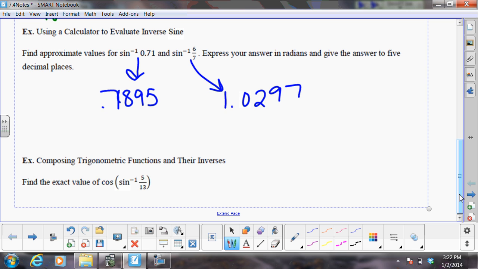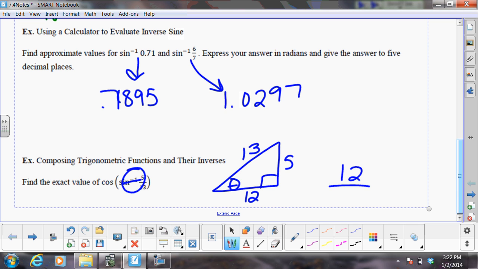Find the exact value of cosine of arcsine of 5/13. So I'm going to draw a right triangle. Say that is theta. If it's sine, opposite and hypotenuse, the missing side, the Pythagorean theorem will tell us it's 12. So if I'm looking for cosine theta, it's adjacent over hypotenuse, 12 over 13. That is the answer.